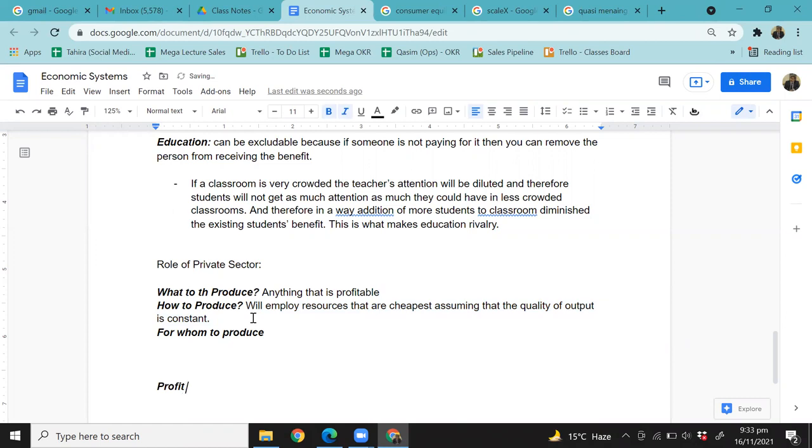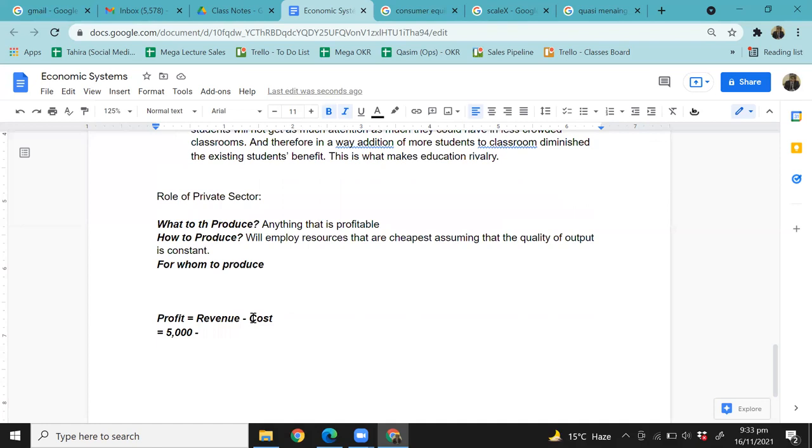Students, do you know the formula of profit? Profit is the money that I save at the end of the day. Profit is the amount of money that Mega Lecture saves at the end of the day. Let's say Mega Lecture charges 5,000 rupees. I'm just giving you a very simple example. A student is charged 5,000 rupees, and the teacher salary, the electricity bill and all that stuff, the total cost of teaching that one student, was 3,000 rupees.